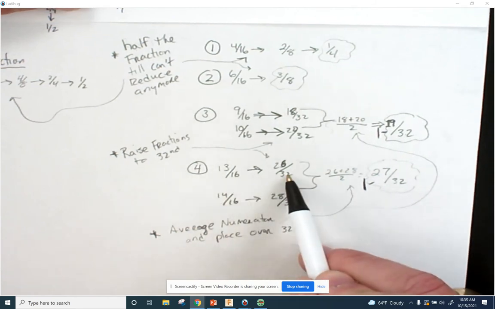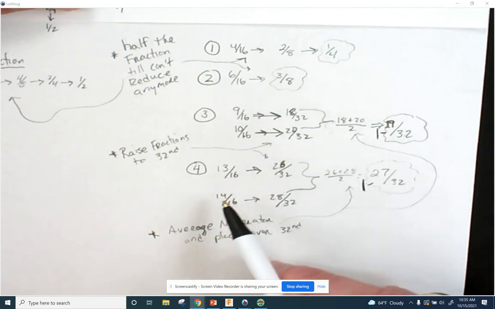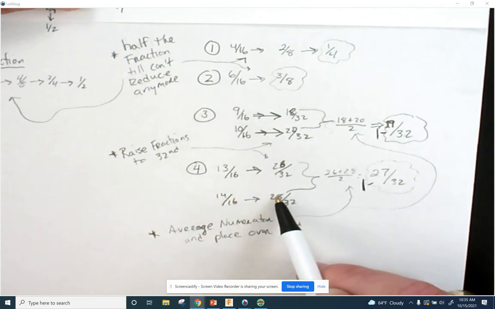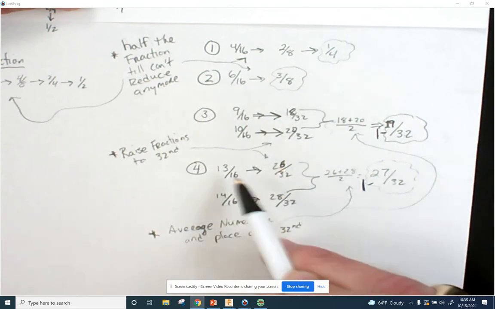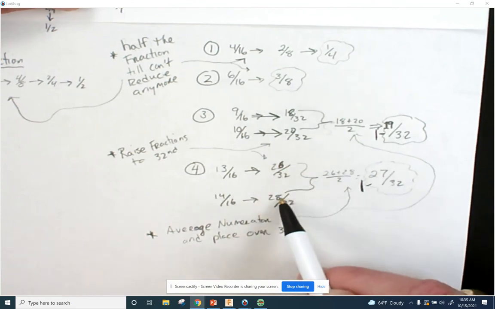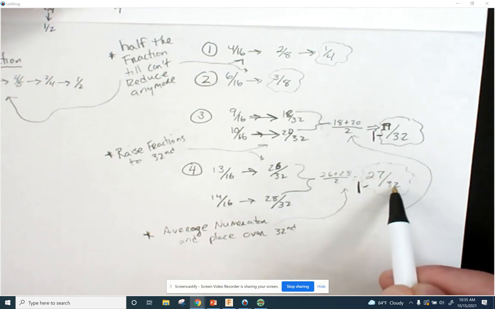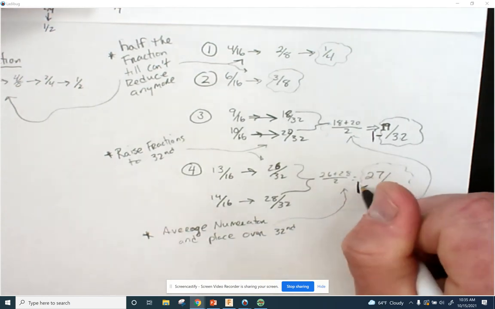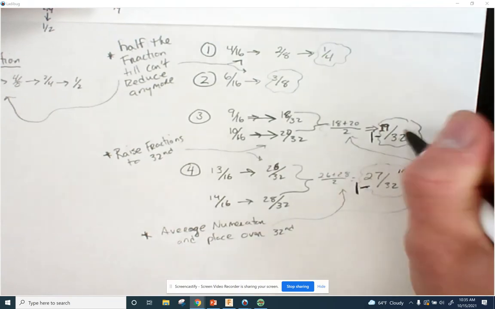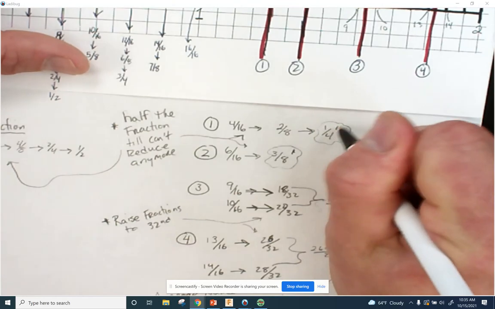Raise those to 32nds, which is doubling it. 13 times 2 is 26. 14 times 2 is 28. So here are the 32nd equivalents of these. Average 26 and 28, get 27. So it's 27/32. So it's 1 and 27/32 of an inch. Okay. Make sure you have your units with them.